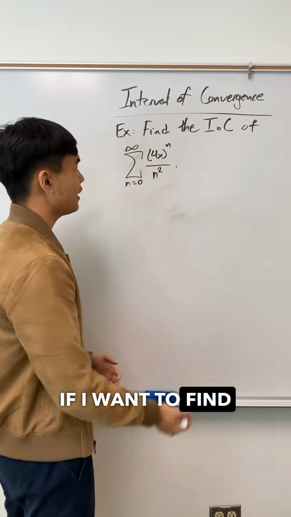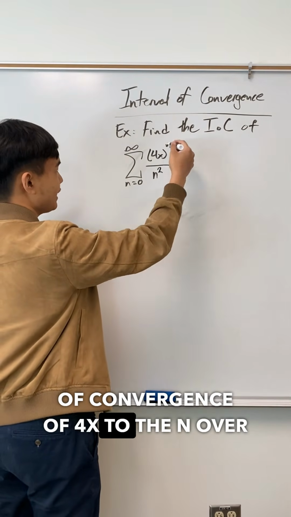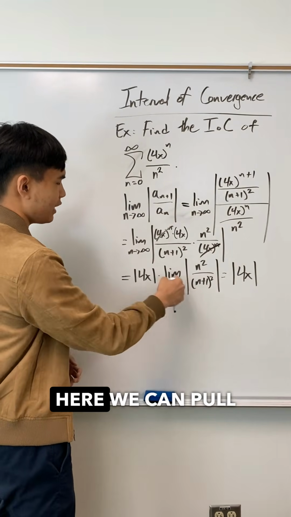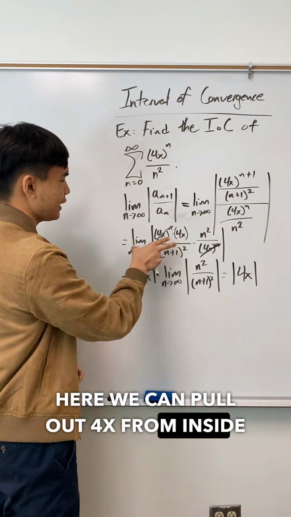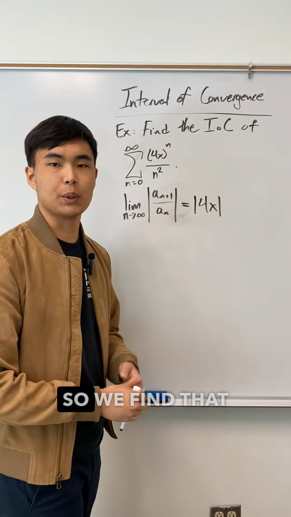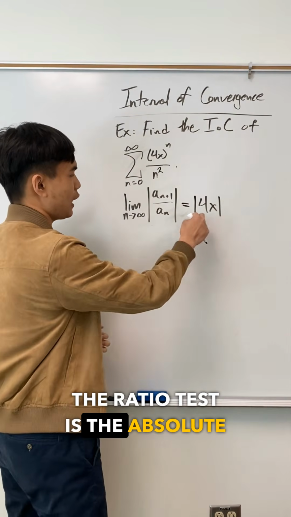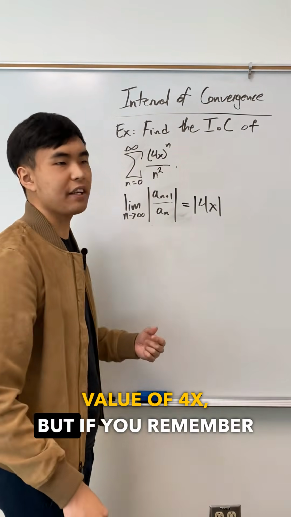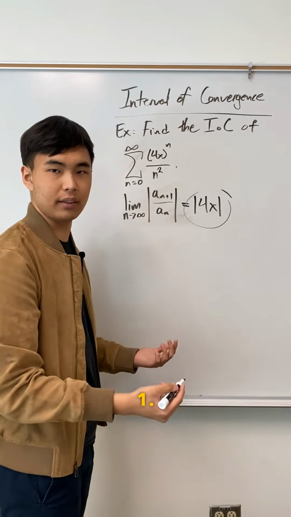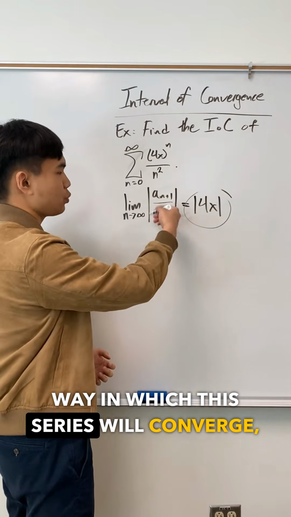For example, if I want to find the interval of convergence of 4x to the n over n squared, first, I'll apply the ratio test, and notice that here we can pull out 4x from inside the limit because this limit is in terms of n, not x. So we find that the result of the ratio test is the absolute value of 4x. But if you remember from the ratio test video, we need this value to be less than 1. That is the only way in which this series will converge.